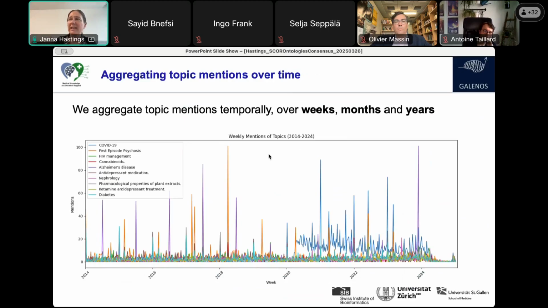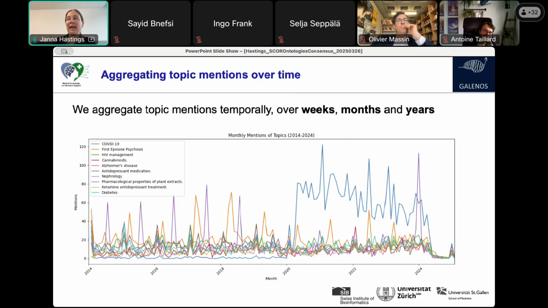So you can aggregate weekly, and it looks like this, and you can see that this is very noisy and very difficult to get any information out of. You can aggregate it monthly, and you can see that at the monthly level of aggregation, you do start to see what I think are meaningful signals about how these topics are behaving over time.